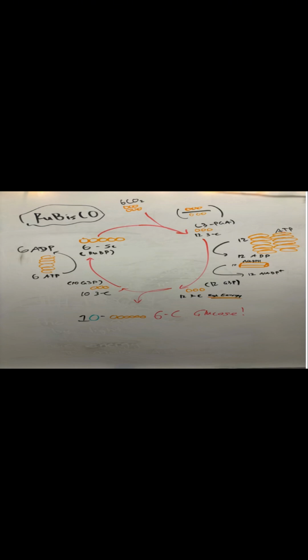In the second step, phosphate groups from ATP and electrons from NADPH are added to make 3-carbon sugars, half the glucose molecule. This energizes the 3-PGA.